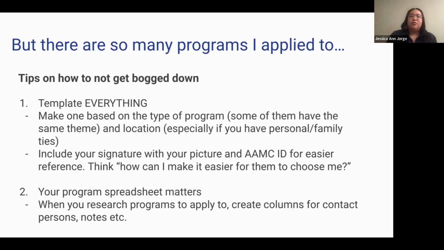And then your program spreadsheet matters. Remember when you were researching all these programs, even though all they said was three letters of interest, dean's letter, whatever, these are the contact people. You should really keep tabs of who you need to communicate to, what kind of program this is, where it is. That spreadsheet that you made to pick all the programs you applied to really matters. This will save you a lot of time and grief if you added the names of the people that you were going to send emails to anyway. That totally helps you save time.